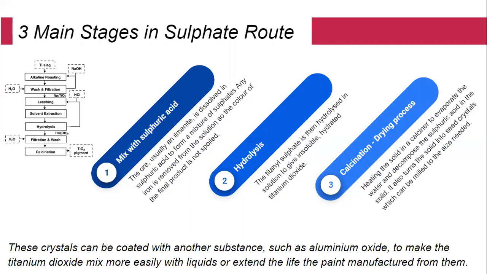So the second main stage is hydrolysis. The titanium sulfate is then hydrolyzed in solution to give insoluble hydrated titanium dioxide. So now the titanium dioxide is hydrated. So we go into the last stage, which is calcination, the drying process. The heating of the solid in a calciner is to evaporate the water and decompose the sulfuric acid in the solid. So at the last stage, we get the dry solid of the pigments. So this is the sulfate route.